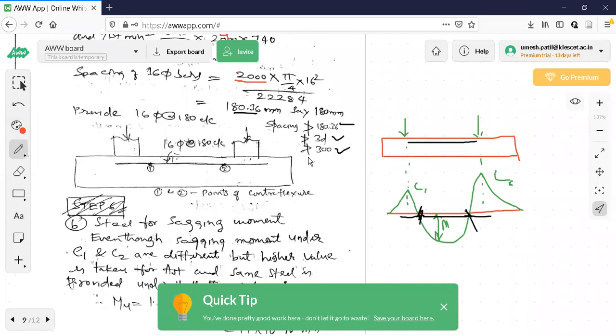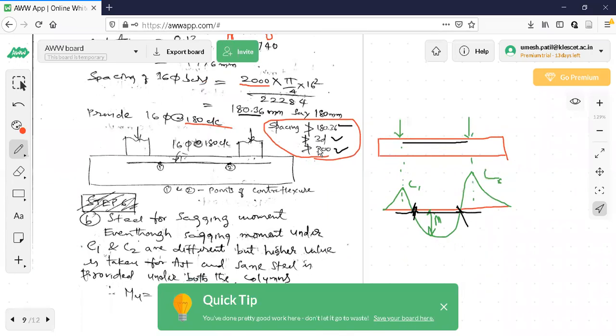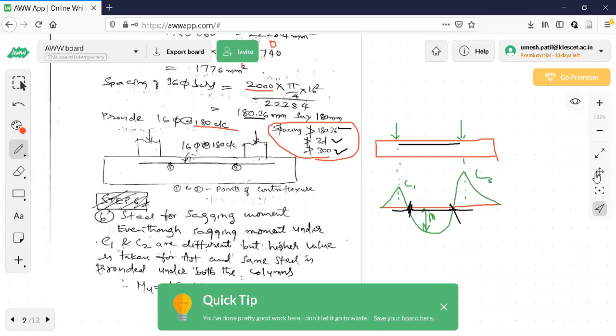Observe here. When you finalize this spacing, it should satisfy this criteria. Otherwise, whatever you are getting here, you cannot use this number if it is not satisfying this criteria. That is how the design process is carried out. Whenever you calculate a value, check it against the rules given in the code book. Otherwise, there is no meaning in design. Whatever values you get and say this is the spacing I am going to provide, what is the use of referring to code books?